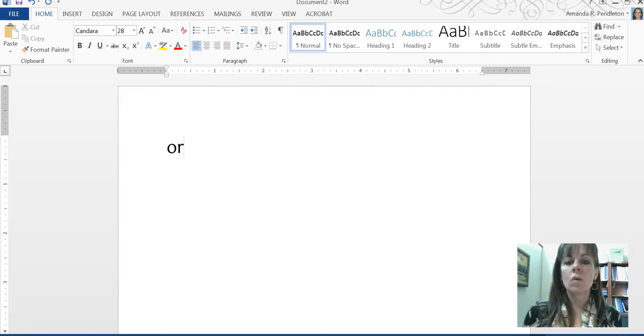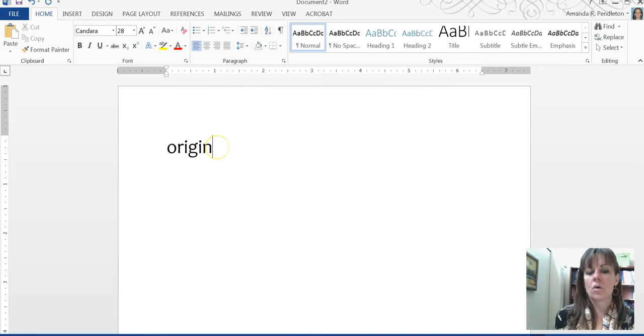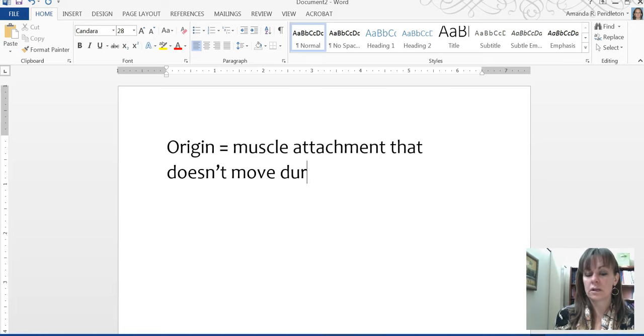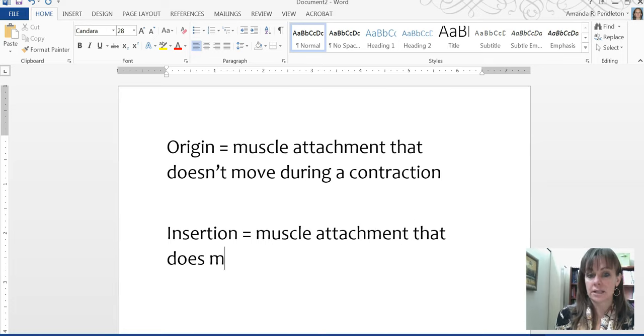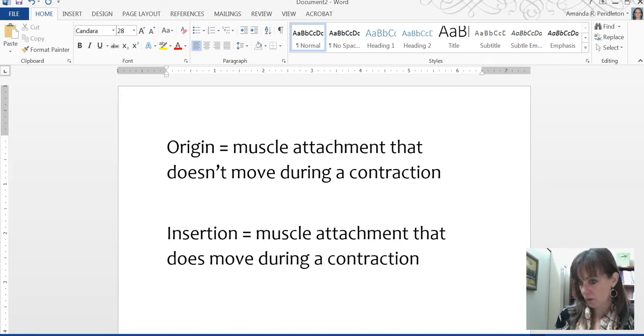So what are the definitions for those terms? Origin is the muscle attachment that doesn't move during a contraction. It remains stationary. And then we have insertion, which is the muscle attachment that does move during a contraction. These are two of our major terms. For every muscle you should be asking yourself, where's the origin, where's the insertion, what's the end that moves, and what is the end that doesn't move.